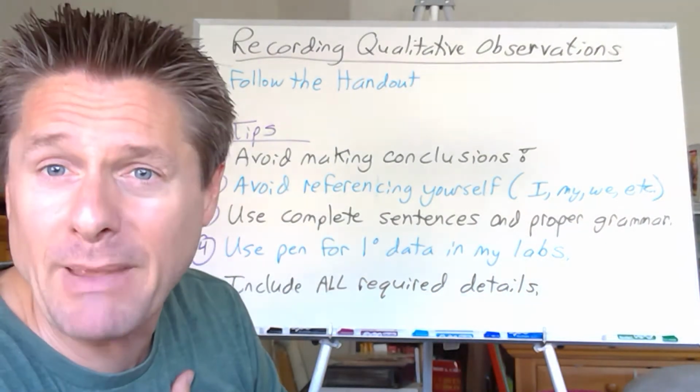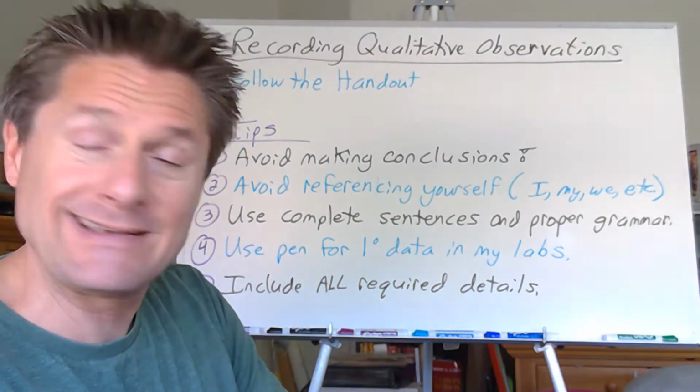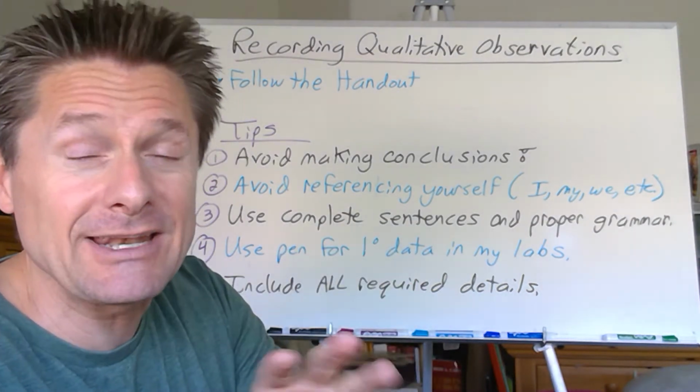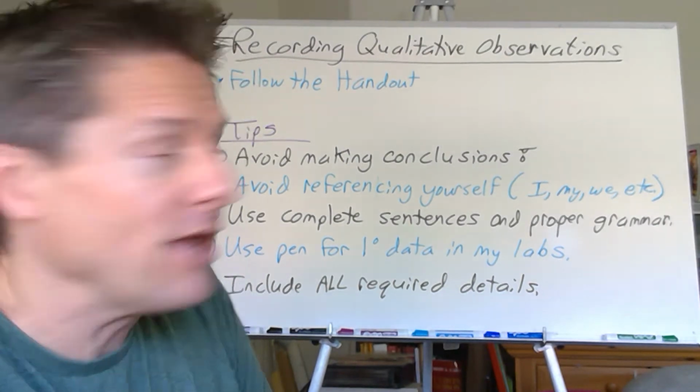In my class, use pen for all primary data. So any kind of observation, quantitative or qualitative, counts as primary data, in pen. Now conclusions, that's secondary data. We could do that in pencil, right? Because they're commonly wrong.